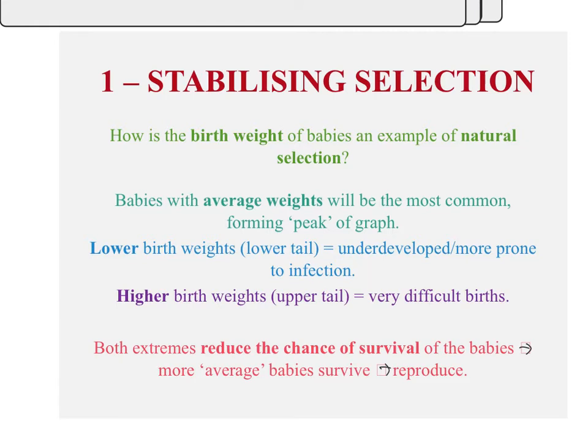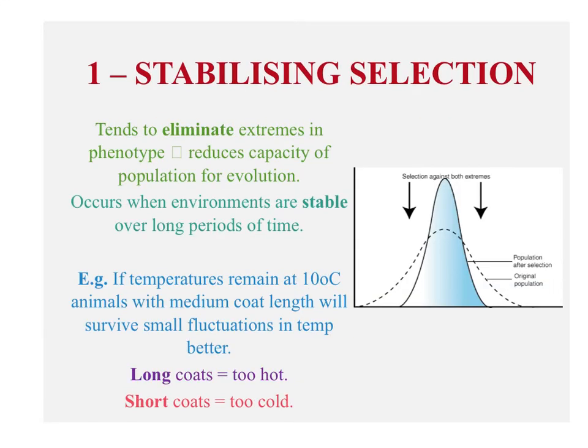Now, both of those extremes, the low and the higher birth weights, reduce the chance of survival of the babies, and also in some cases the mum, but we're only focusing on the babies for now. Therefore the more average weight babies survive. And if those average weight babies survive, they can reproduce, and because of those alleles being passed on, the baby that they have is likely to be of an average weight. If we look at it on a graph, it looks like a very, very narrow normal distribution.